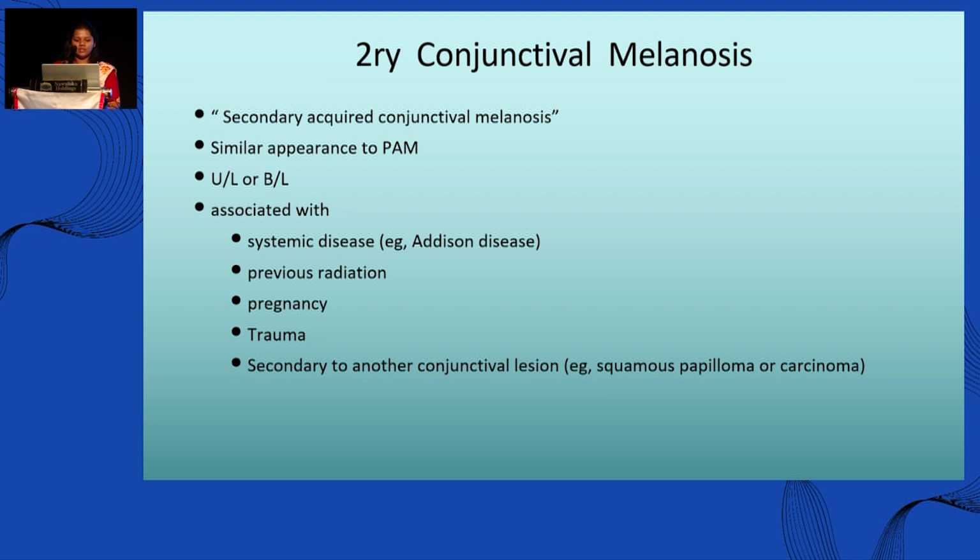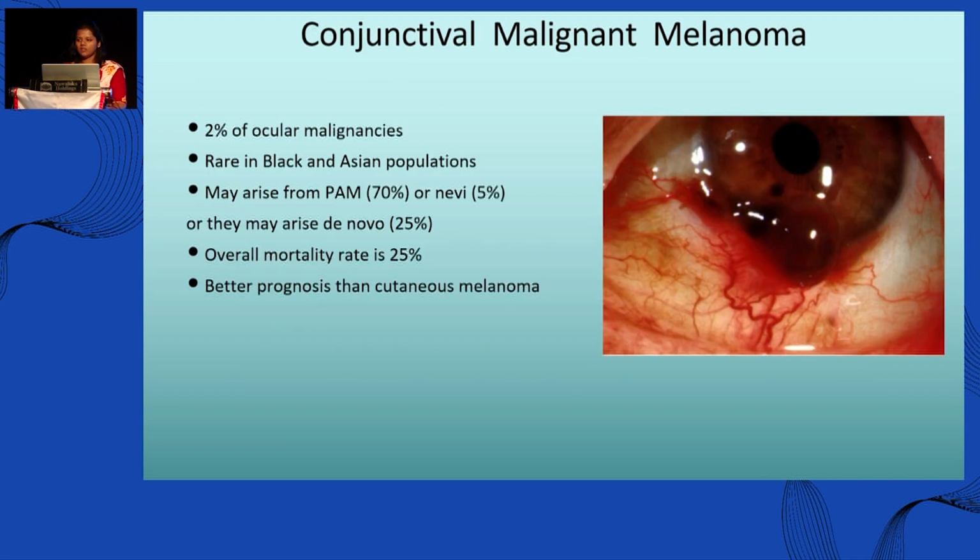It can be unilateral or bilateral, and it's seen associated with certain conditions like systemic diseases like Addison's disease, previous radiation, pregnancy, trauma, and secondary to other conjunctival lesions like a squamous papilloma or a carcinoma. So history is important in identifying this secondary conjunctival melanosis, and examination is also important to see any other related lesions.